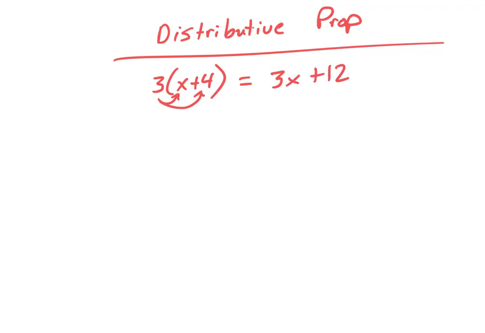Is it okay for me to combine 3x and 12 together? No. Okay, they have to be alike. One's got an x, one does not have an x. They cannot be combined. That's my answer. That's all we have to do.